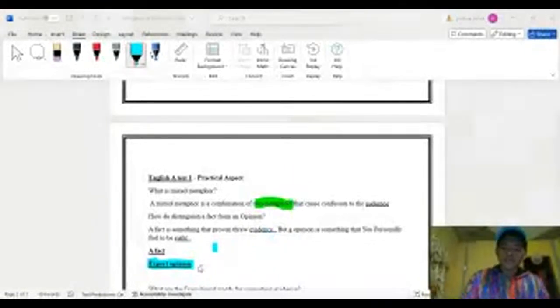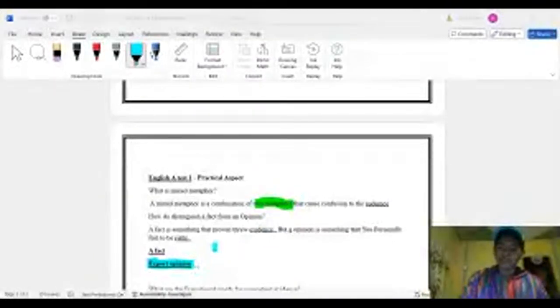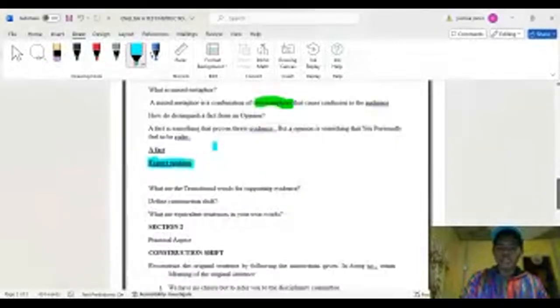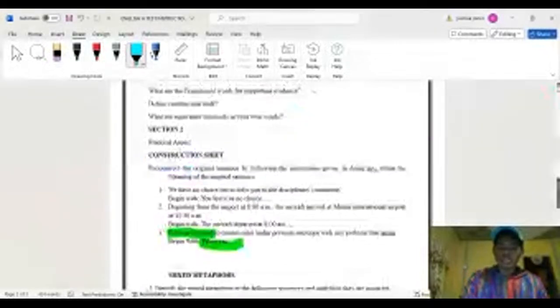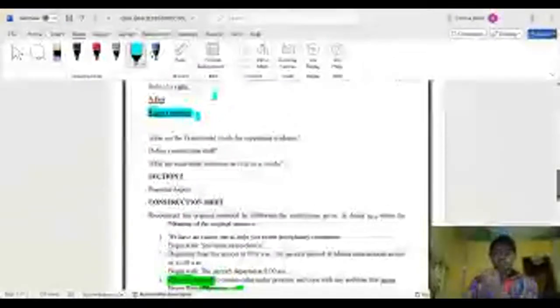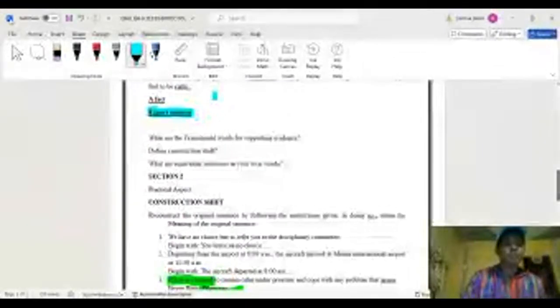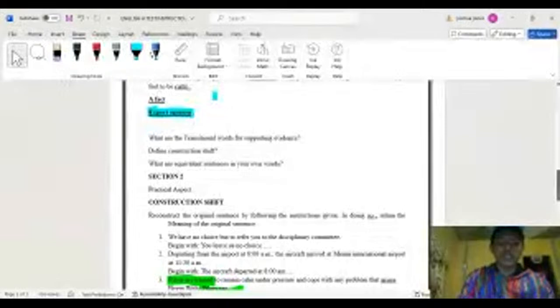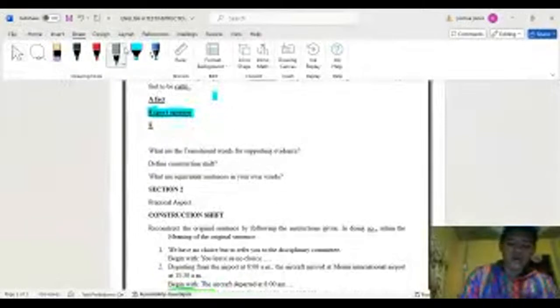But another way you could distinguish a fact from opinion is through evidence. Keep that in mind. So there are two ways that you could distinguish a fact: expert opinion, or by way of evidence. So let me just put that up there now.